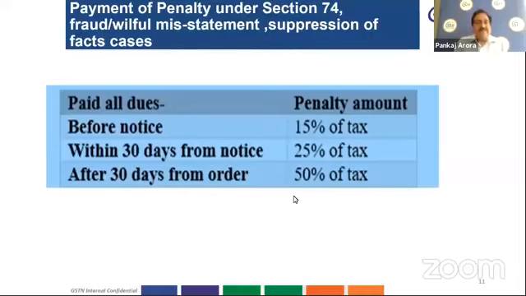And if such a taxpayer pays the tax amount plus interest within 30 days from notice, he is also to pay 25% of the tax amount in lieu of penalty. So if the order has been issued under section 74, 50% of tax is payable as penalty in addition to the tax amount and interest amount by such taxpayers.